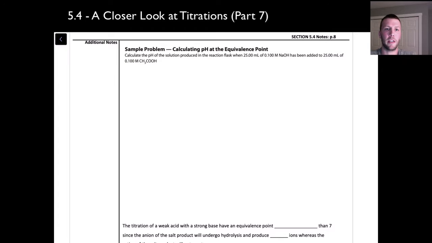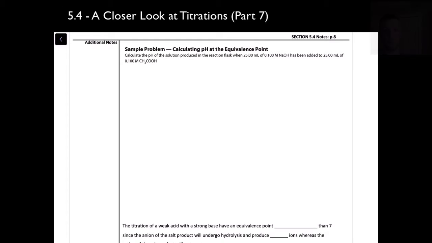In this problem, we're going to calculate the pH at the equivalence point. So here our moles of sodium hydroxide should be equal to the moles of acetic acid. And so we're going to start this problem exactly the same. So I'm going to turn off my video and let you follow along.